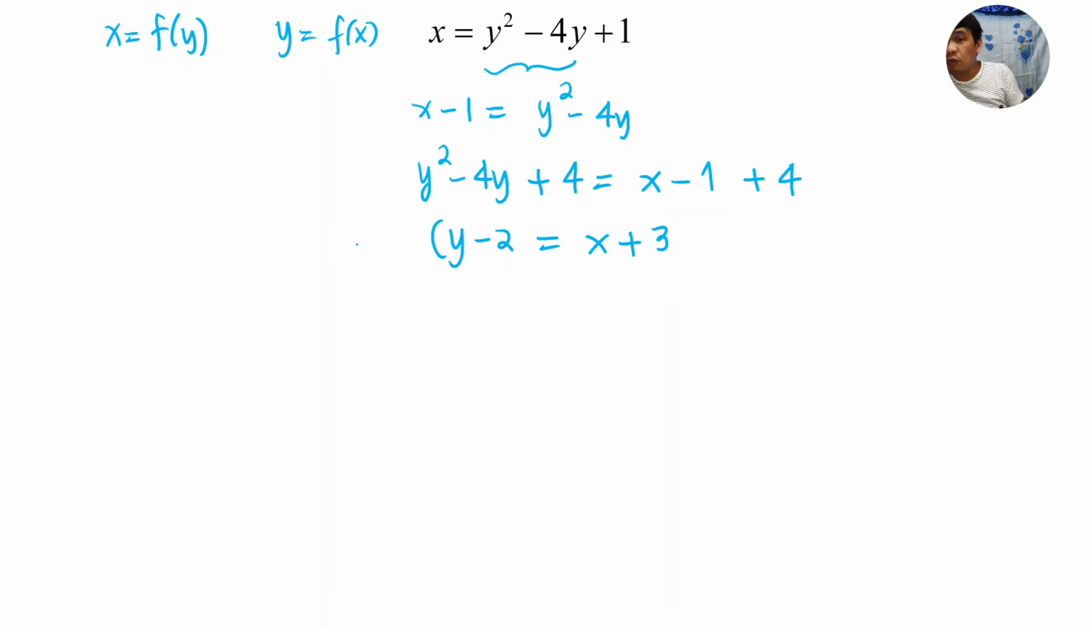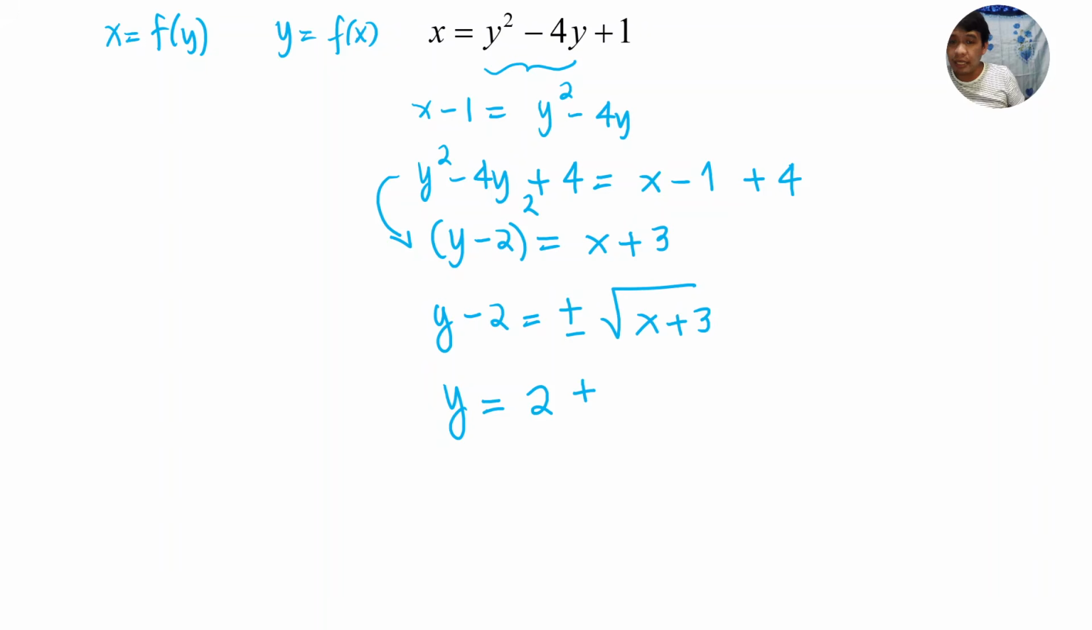This is y minus 2 raised to the second power, because you need to factor that out. So, using extracting the roots, y minus 2 is equal to plus minus square root of x plus 3. So, in that case, there are two values of y. 2 plus minus square root of x plus 3, wherein if we transpose that negative 2 on the right side, magiging positive 2. So, there are two values. One is y equal to 2 plus square root of x plus 3.